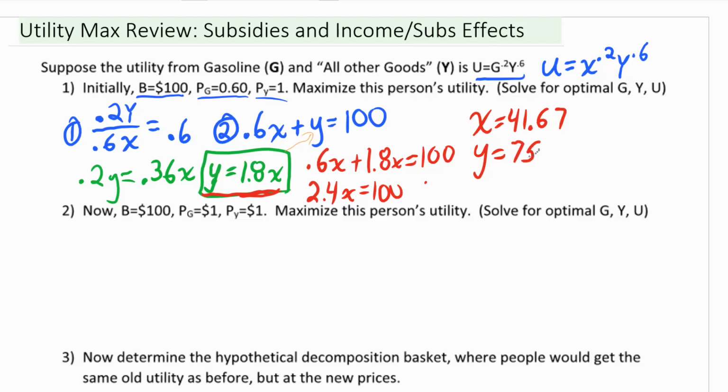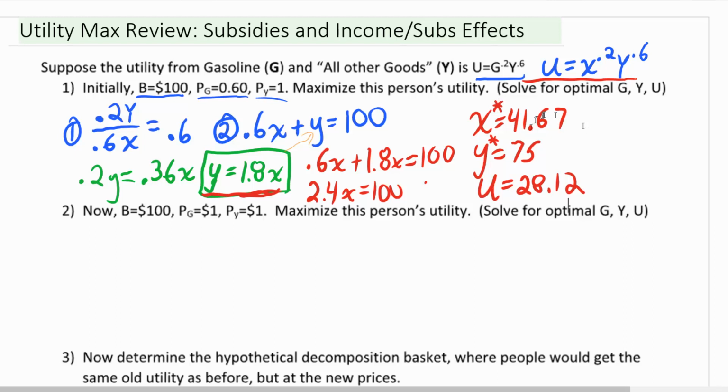The last thing we want to do in this standard kind of problem is figure out how much utility that is going to give this person. Plug our optimal values, sometimes people will call these x star and y star, into the utility function up here and see how much utility you get. And I get about 28.12. So in this situation, we would predict that this person would buy 41.6 gallons of gasoline and $75 worth of all other goods. Okay, now something changes.